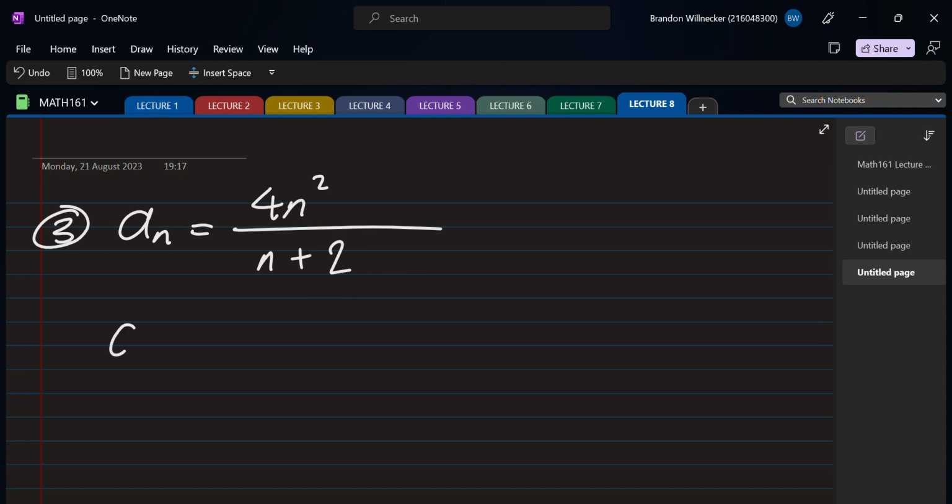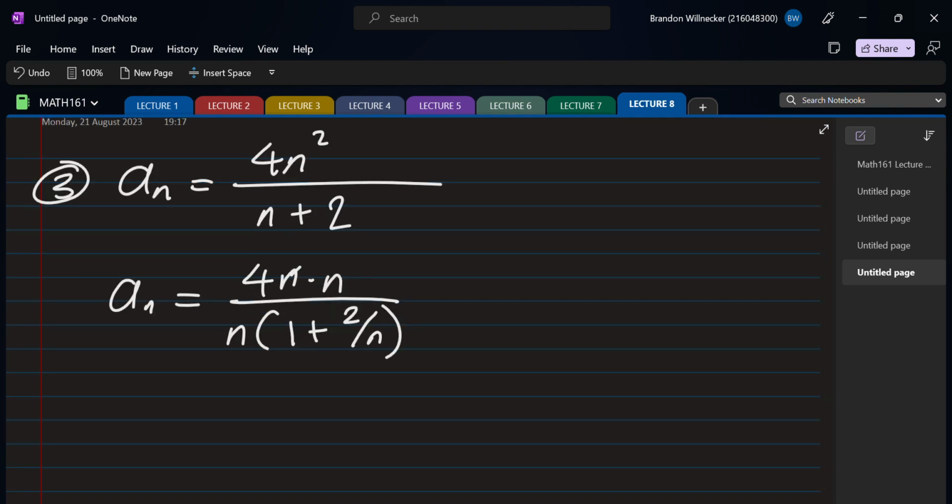So here we have an is equal to 4n times n over n times 1 plus 2 over n. Okay, so we just took out an n from the top and from the bottom. So here we can cancel the n's, and we're left with 4n at the top, and then 1 plus 2 over n in the bottom. Now when n goes to infinity, this bottom part will go to 1, because the 2 over n goes to 0, and the top part, that goes to infinity.